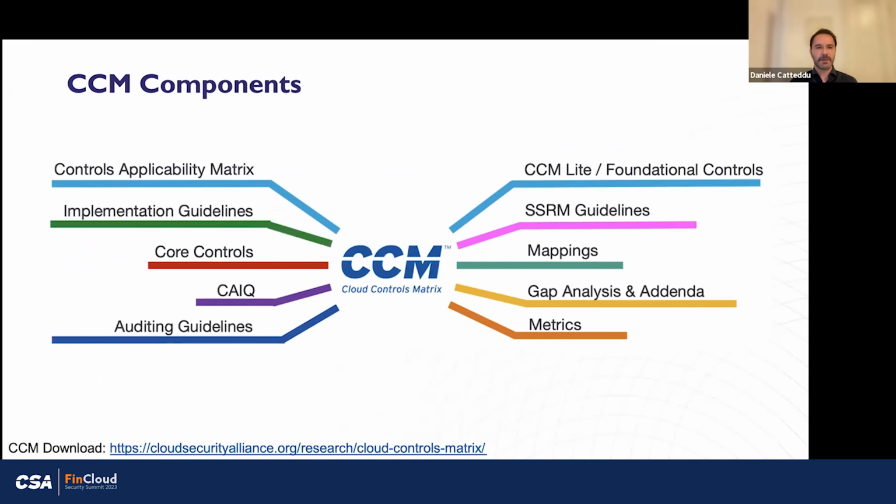CCM is not just a set of controls. CCM is a best practice that includes a number of different components. The controls, clearly, but then the Consensus Assessment Initiative Questionnaire, which is used to provide both users and especially assessors a way to verify that a certain CCM control is in place. Then we have guidelines for implementation and for auditing. We are currently working on extended guidelines for the shared responsibility model.